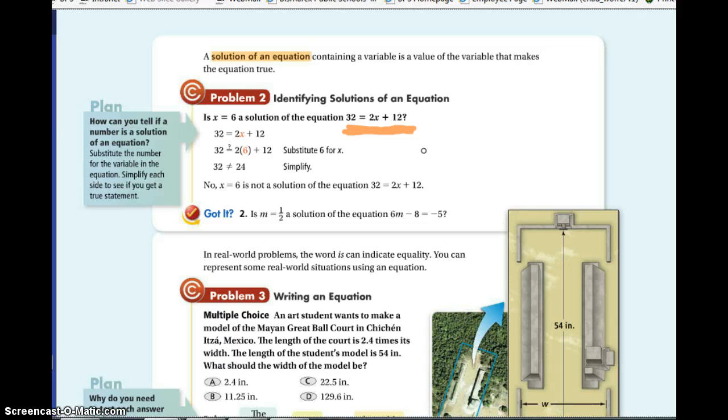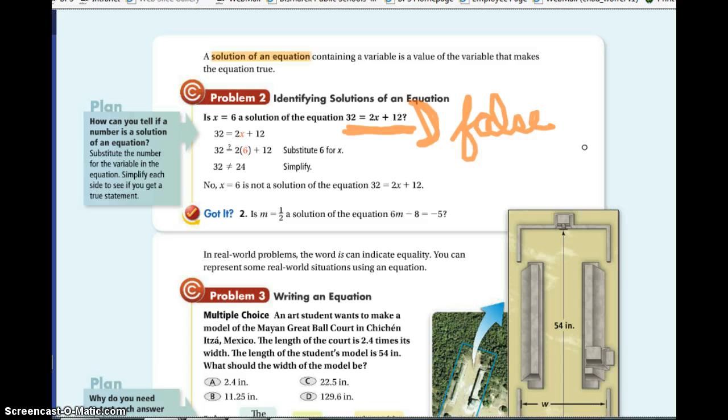So what we need to do is say, all right, this problem is 2 times x plus 12. In other words, they want us to do 2 times 6 plus 12. If x was 6, does it make it true? So let's take that. 2 times 6 is 12. 12 plus 12 is 24. And 24 does not equal 32. So we can specifically say that this right here is false.